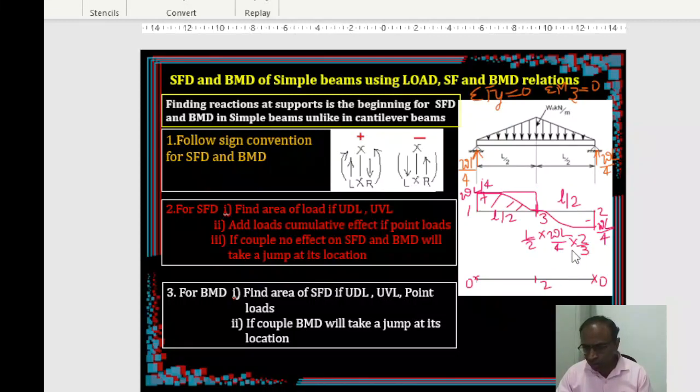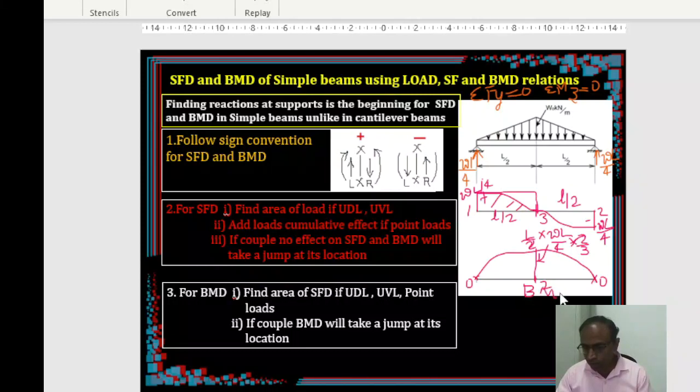Right? So it's going to be how much? W, this is L, WL square by 12. So this is the ordinate you are going to get. So this is your WL square by 12. Okay, so join it. Now when you are joining, it should be with a cubic parabola. As already it is a quadratic variation, this is going to be a cubic variation. Right? This is the bending moment diagram.